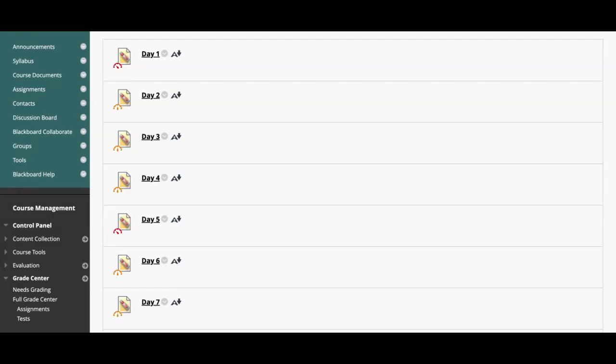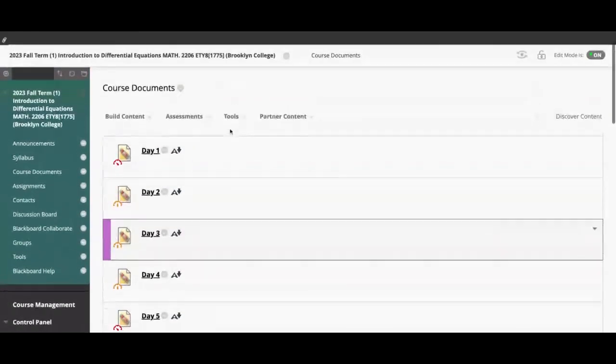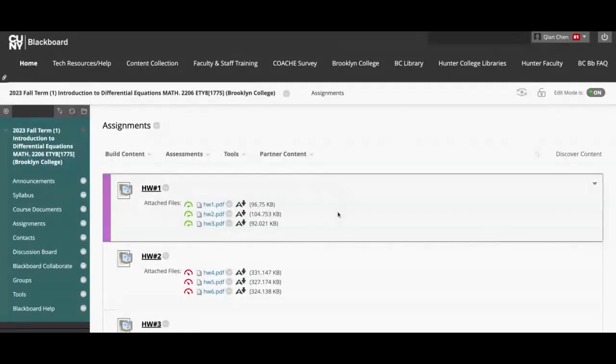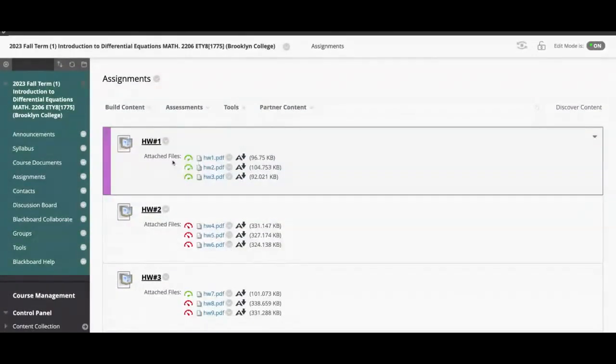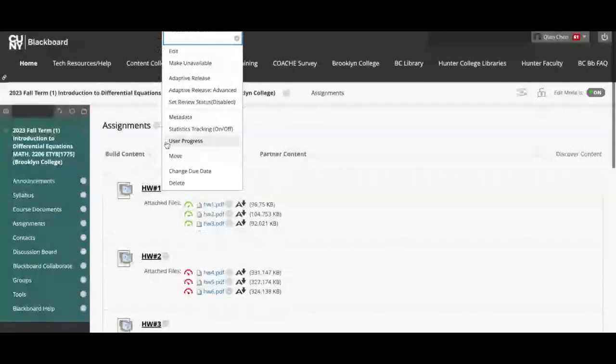Question, Su Xian. For the homework, do I need to write down on paper and upload to the Blackboard, or just do it in the Blackboard? Okay, you're new to this system. Let me show you how to do that. You go to assignments. First you write on the piece of paper, then you upload.